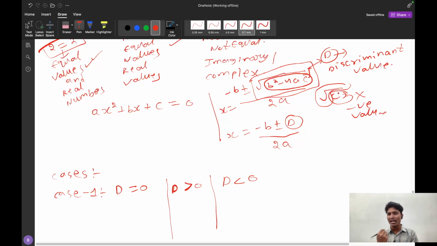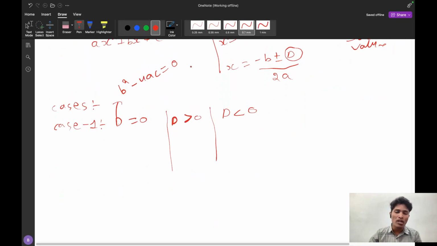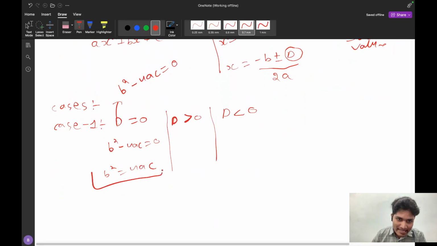So whether the value under root is positive, equal to 0, or less than 0, these 3 are the cases. What are we comparing here? We are comparing just b square minus 4ac. If b square minus 4ac is equal to 0, that is, b square equals 4ac, find the values of a, b, c in the quadratic equation and check whether b square minus 4ac equals 0. If this condition is satisfied, then we will get equal roots.